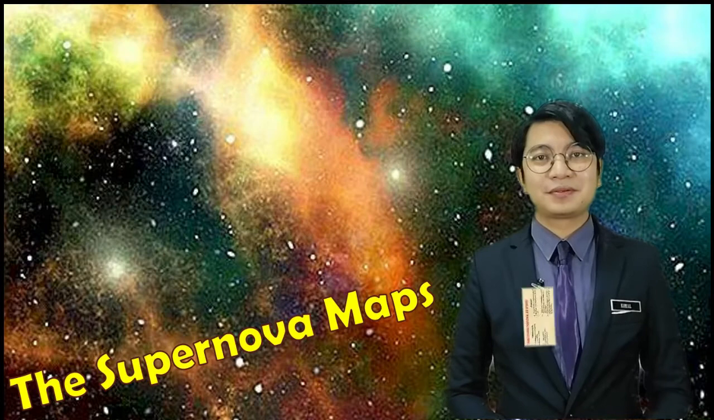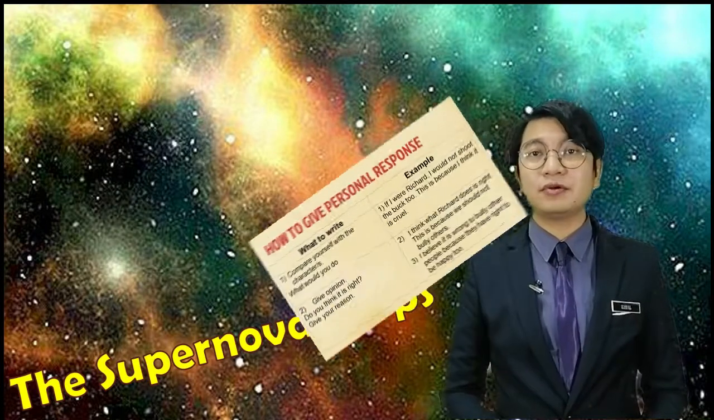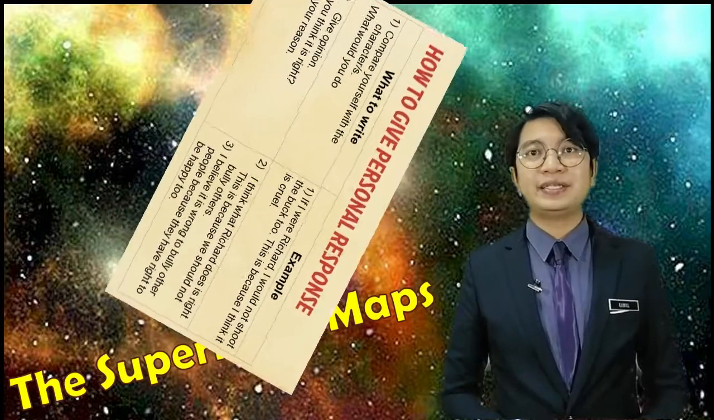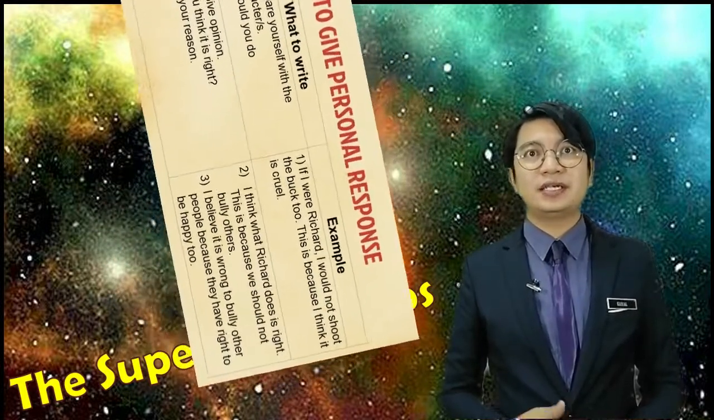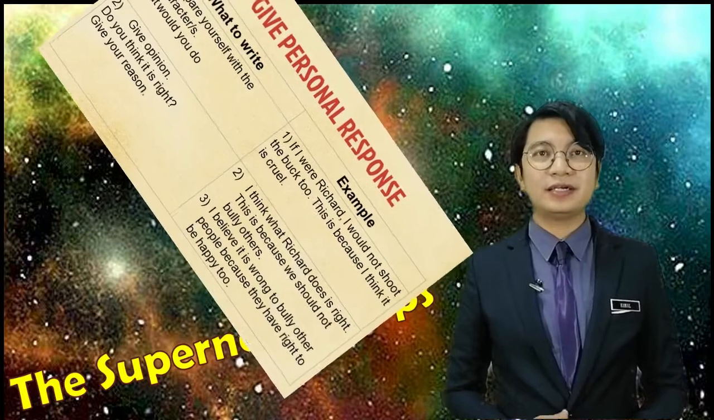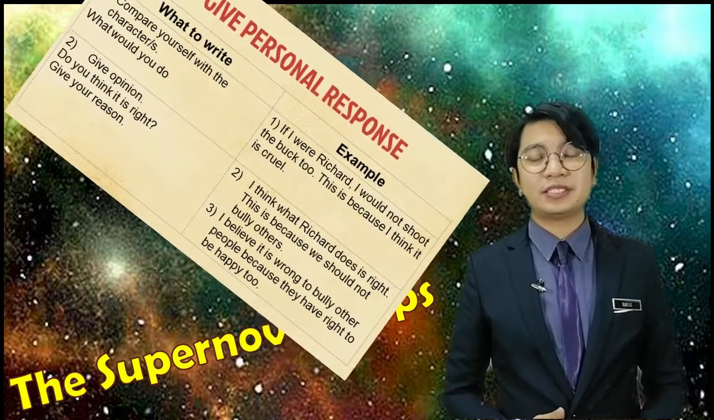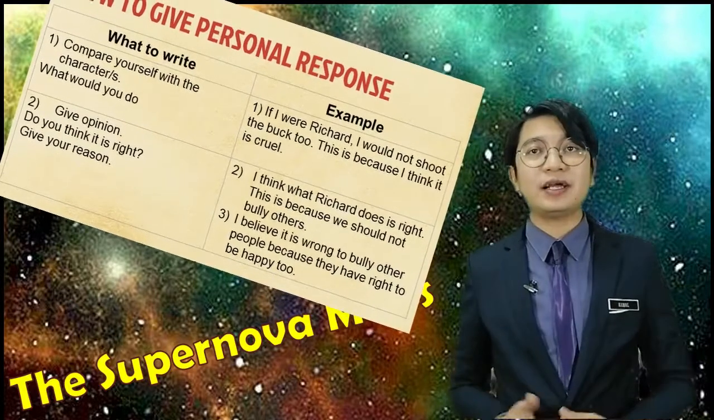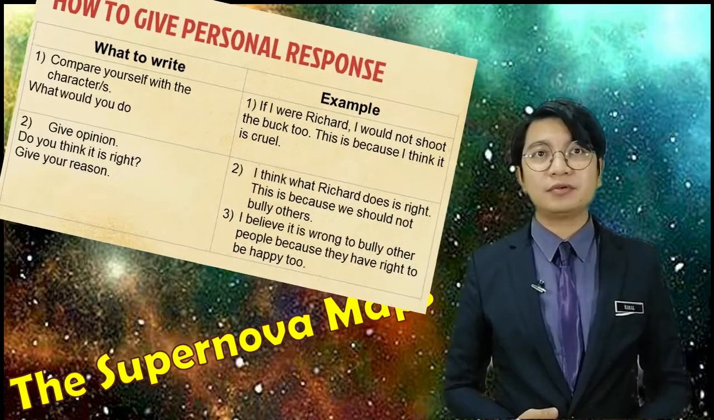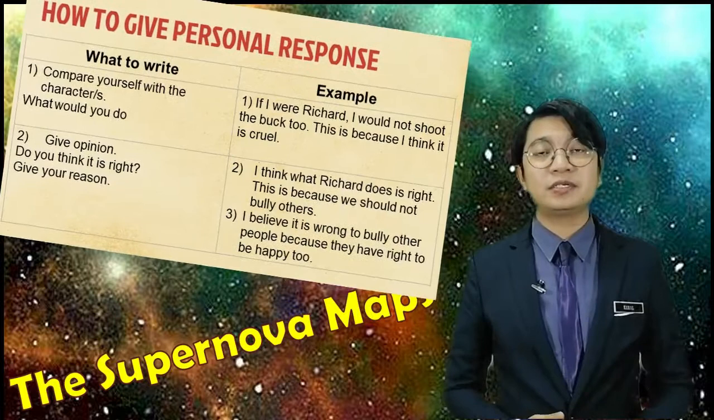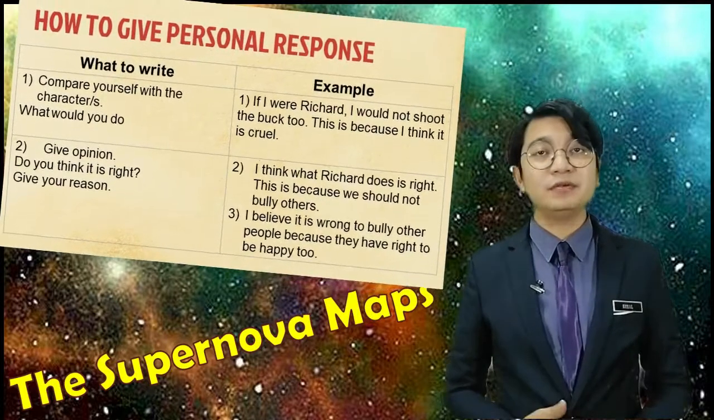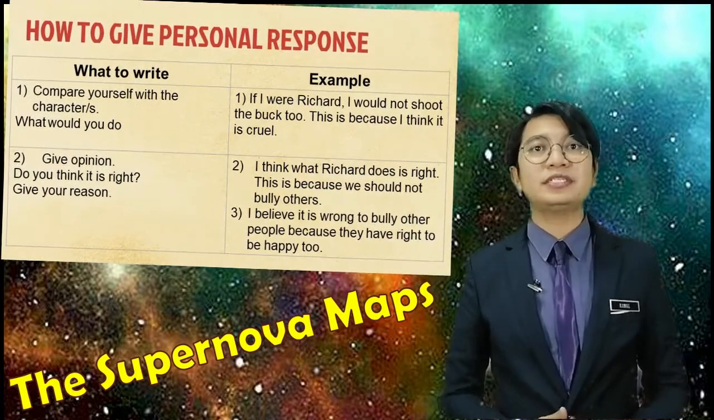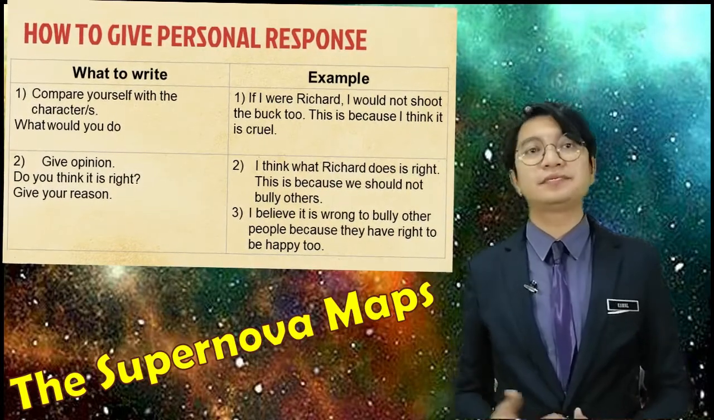When answering questions on the novel, it is important for us to write our opinion or personal responses. Here is how we can write our opinion or responses. The first way is we can compare ourselves with the character. We should write, if I were, for example, followed by the character's name. You can refer to this example in this table.